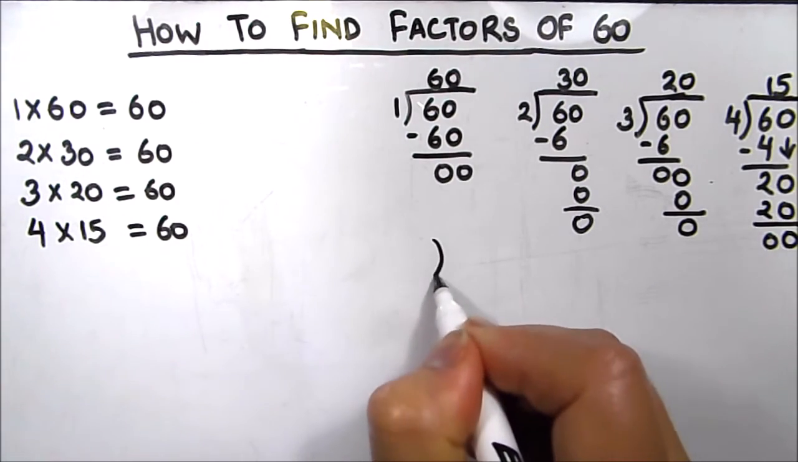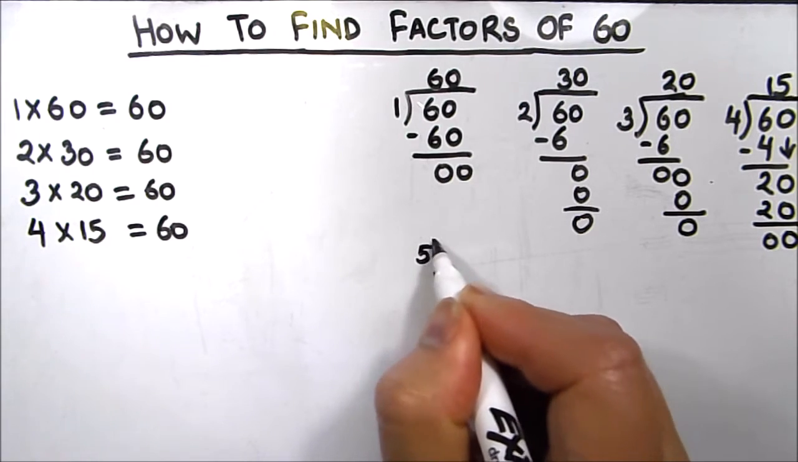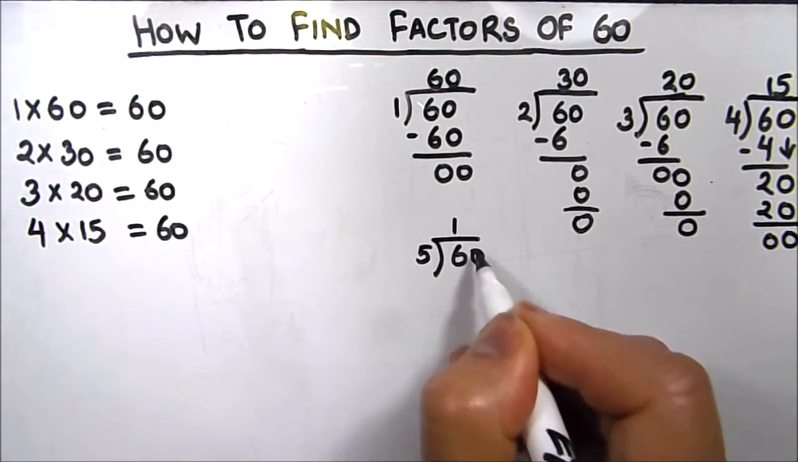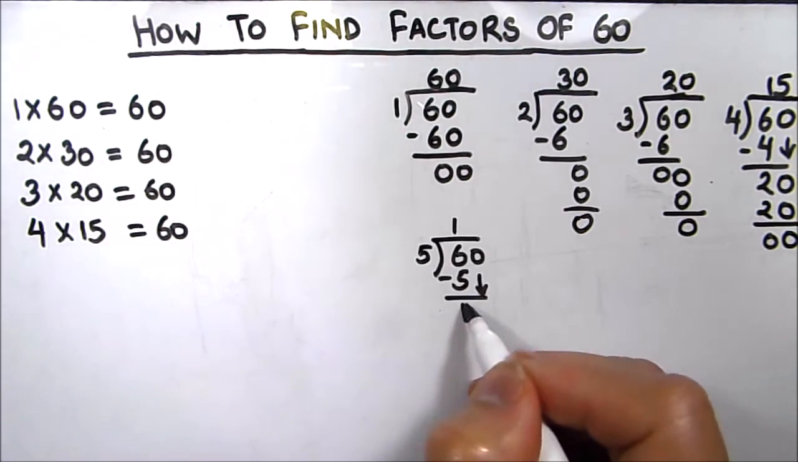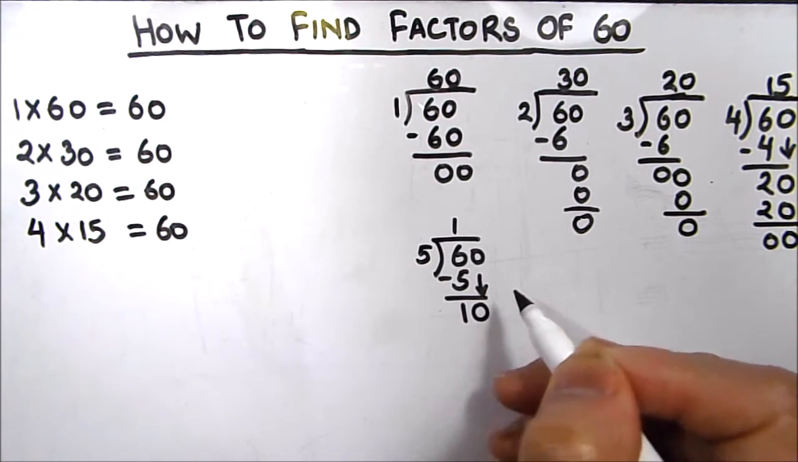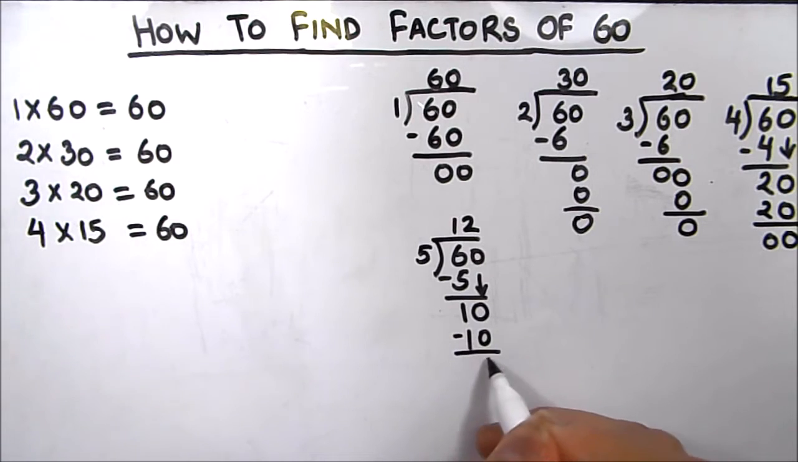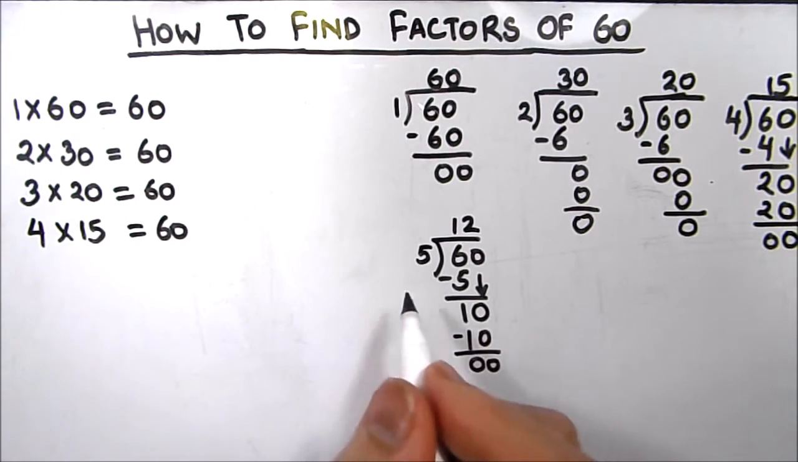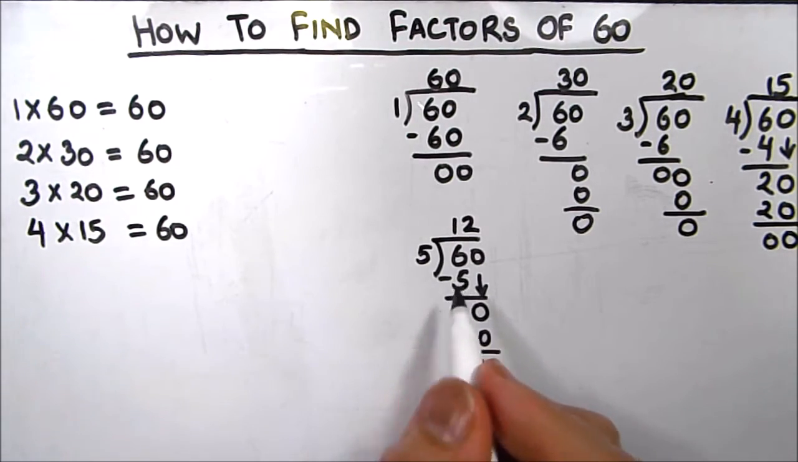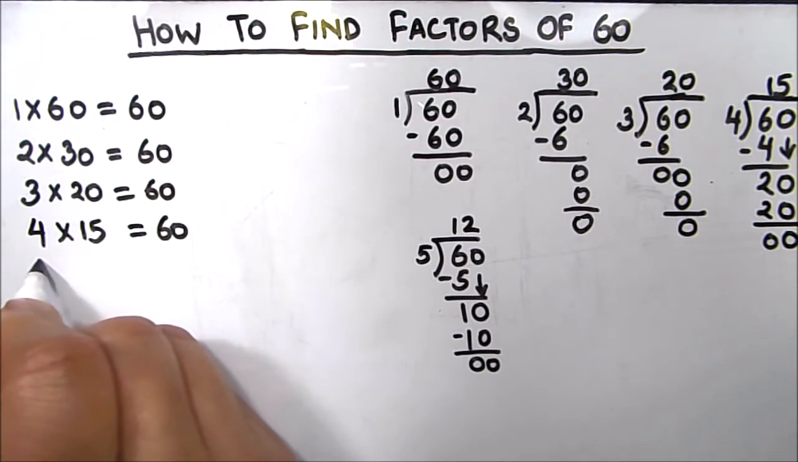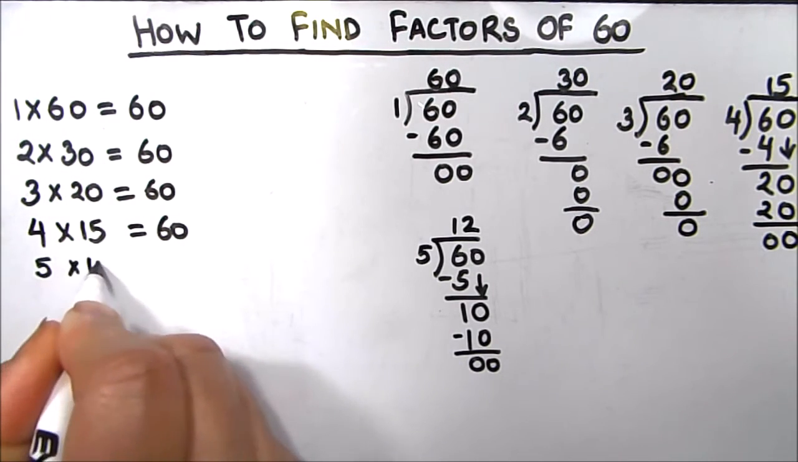Next we will divide 60 by number 5. 5 times 1 is 5. We got one remainder, then we will drop down 0. So 5 times 2 is 10. 5 is also a factor of 60. We got two factors as 5 times 12.